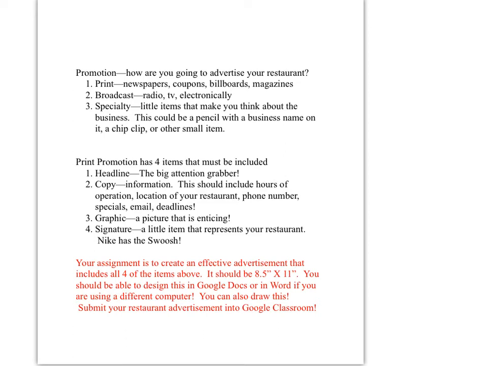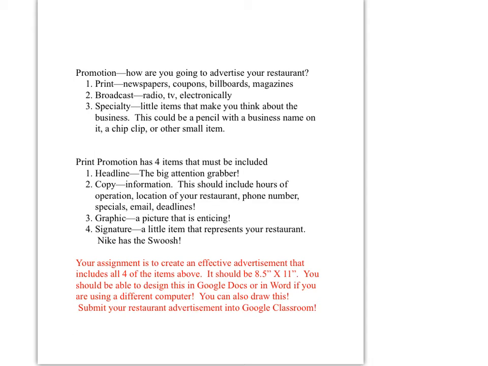So your assignment is to create an effective advertisement that includes all 4 of the items above in the print promotion. It should be about 8.5 by 11 inches, so that's a regular sheet that can be printed on. And you can do that in Google Docs, or if you use a different computer like a desktop, you could use Word. I think it's easier in Word personally. You can also draw it freehand if you're a good artist. Submit your restaurant advertisement into Google Classroom.